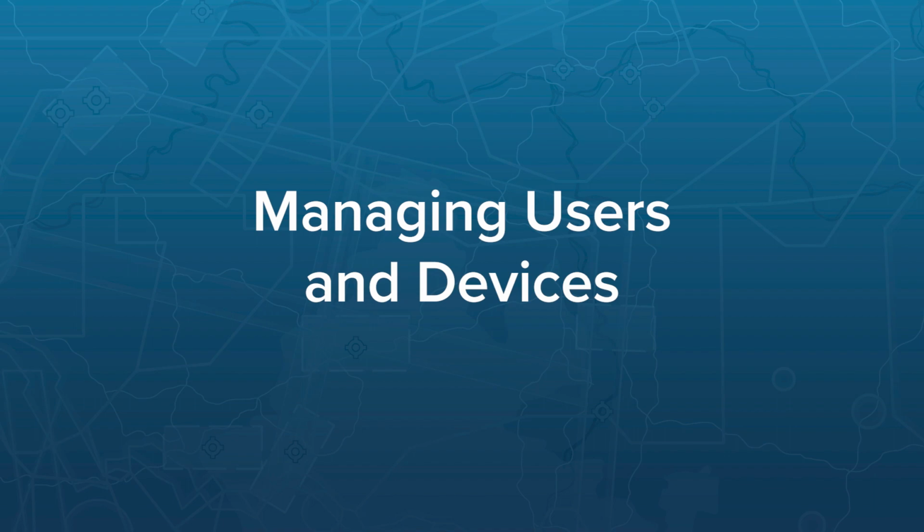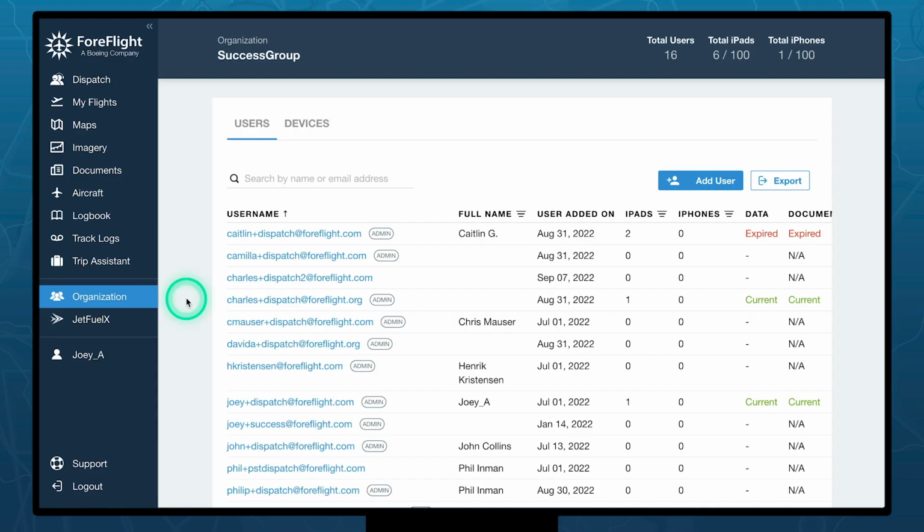Administrators will manage the users and devices on their account under the Organization tab. Once you have tapped on the Organization tab, you will find a User tab and a Device tab at the top of the screen. For group accounts, you may also see the organization name, the number of users and devices allocated to that account, as well as the full listing of all users currently listed on the account.